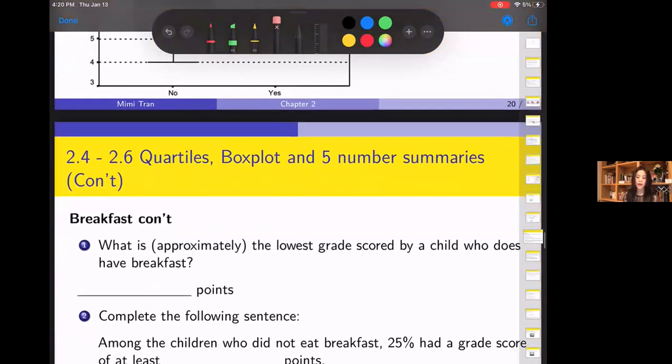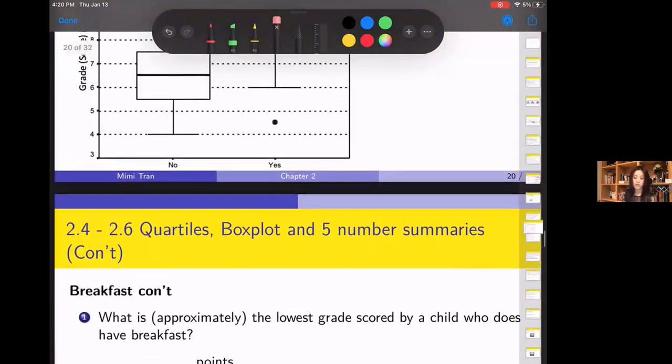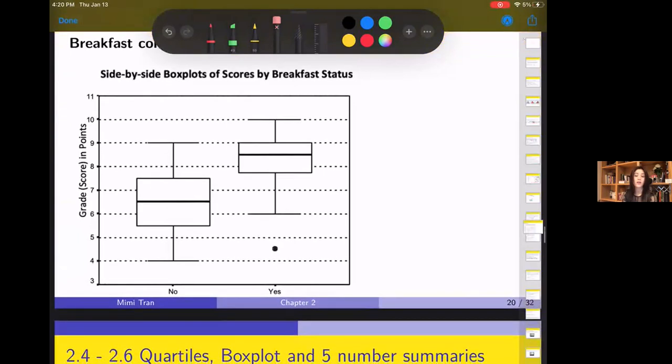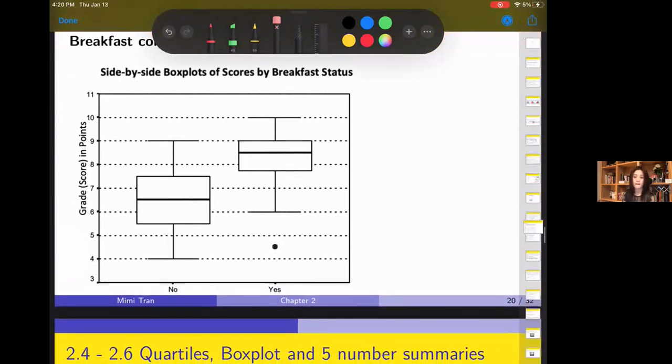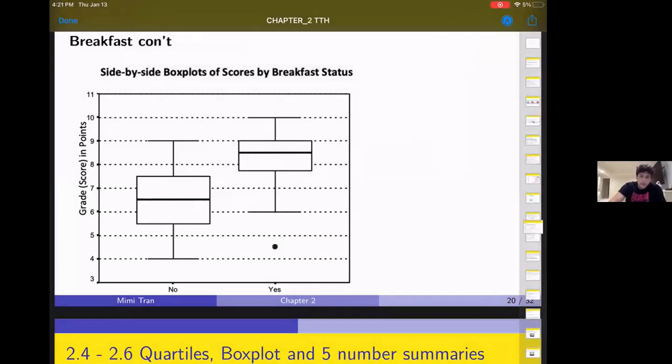Number one, what is approximately the lowest grade score by a child who does have breakfast? The lowest grade score of a child who does have breakfast. Anyone? Not considering the outlier, it would be 6. No, the lowest. They didn't say anything about outlier or maximum. The lowest. Which box is who had breakfast? The right one, right? What's the smallest value there?